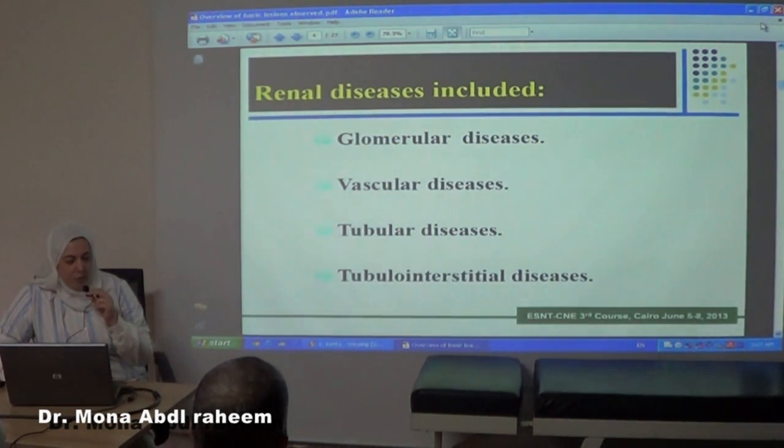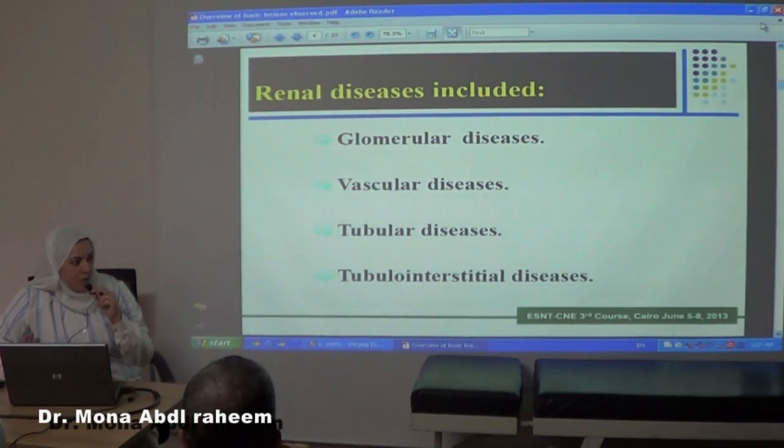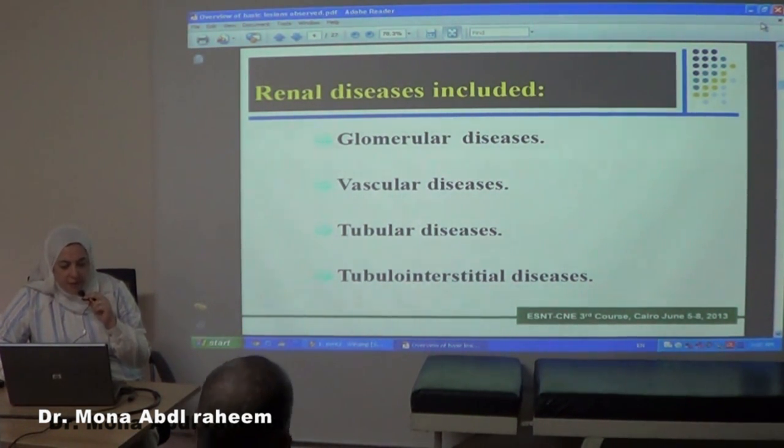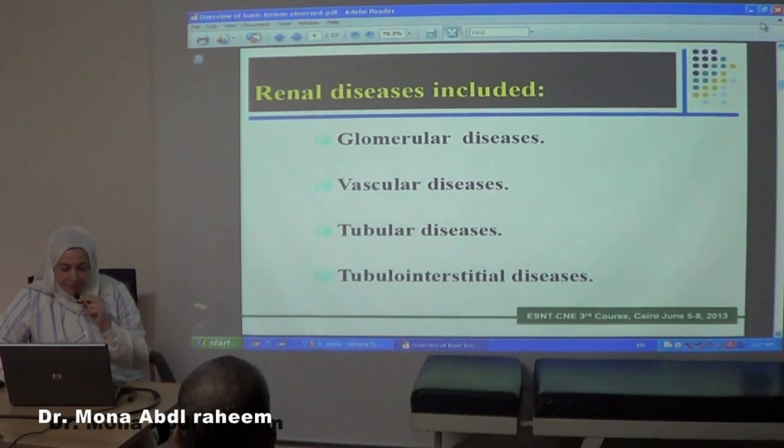Renal diseases include, as we know, according to the histology of the kidney, we have four compartments and so we have four groups of disease. First the glomerular disease, vascular disease, tubular disease and tubular interstitial disease.